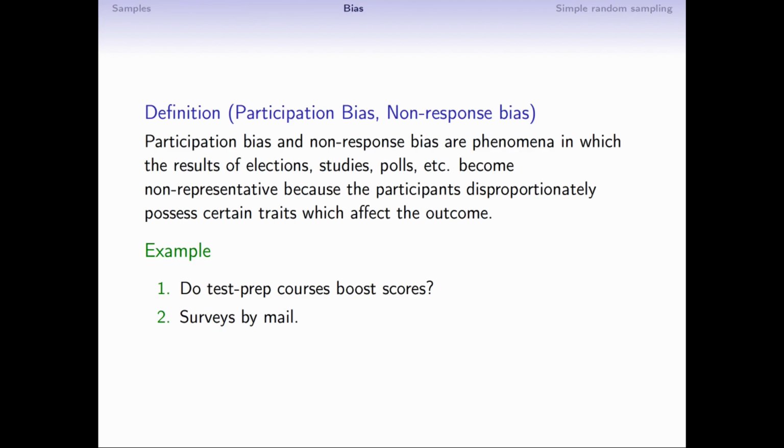Another example is participation or non-response bias. This is another way of imparting bias, right? So participation bias and non-response bias are phenomena in which the results of elections, studies, polls, etc. become non-representative because the participants disproportionately possess certain traits which affect the outcome.